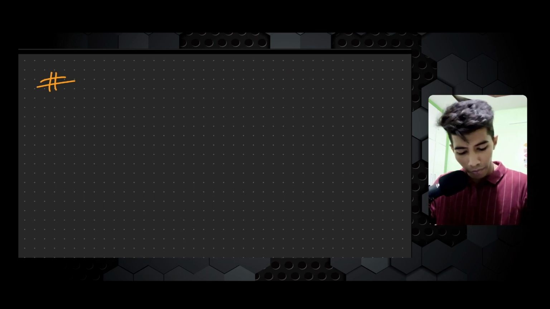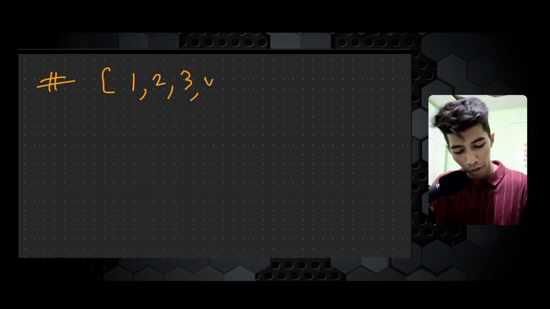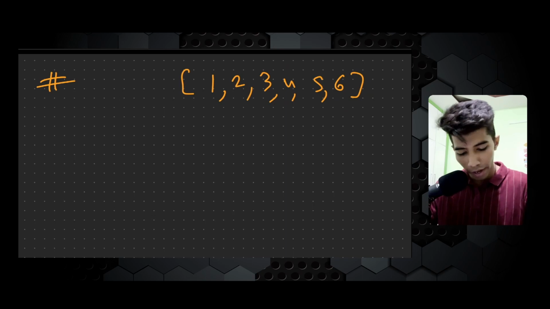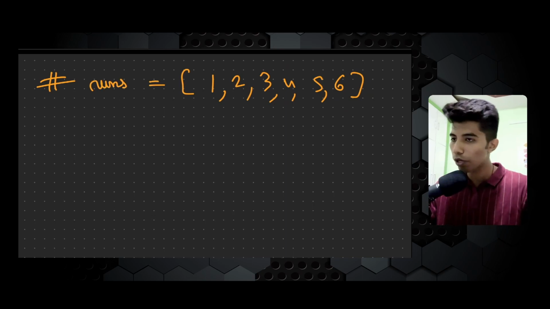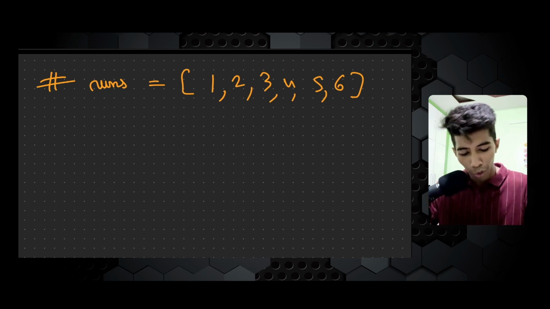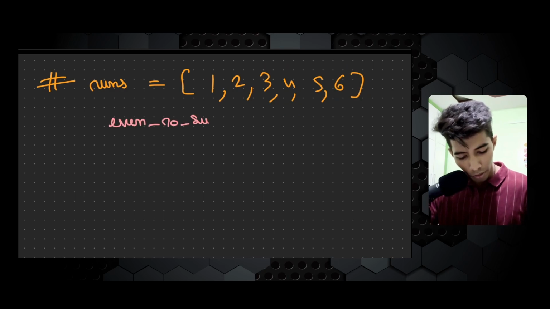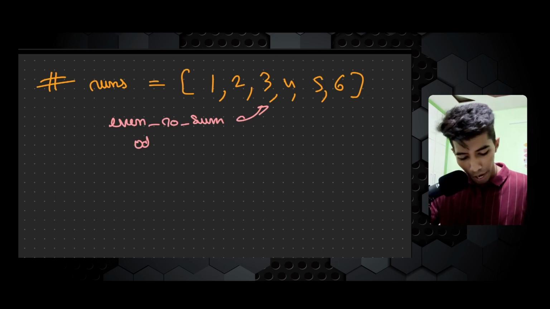So let's see. Now what we have to do, we have to just find, suppose this array contains 1 2 3 4 5 and 6. This is the nums array, and it contains these values. So what you have to return me is the even number sum in this array and the odd number sum in this array.